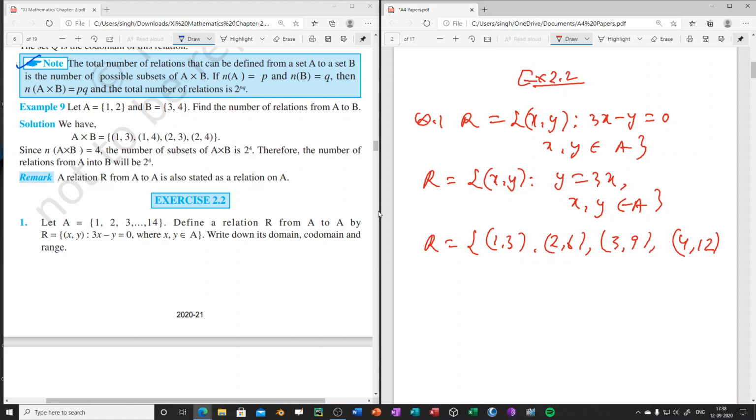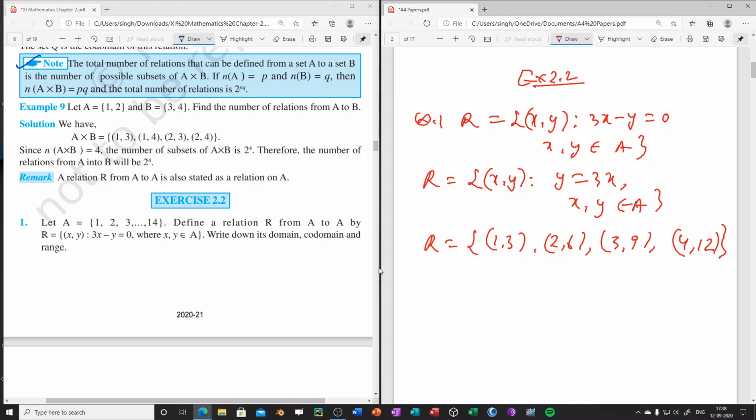But it is given to us that both x and y should be members of set A. Though y is 3 times x, y should also be a member of set A. So we cannot write 5, 15 because 15 is not a member of set A. So this will close here itself. So this is our relation R from set A to A.